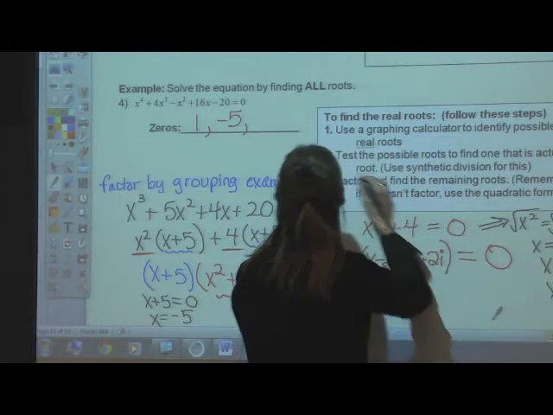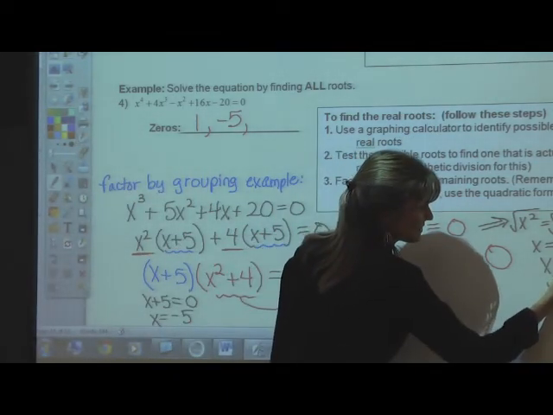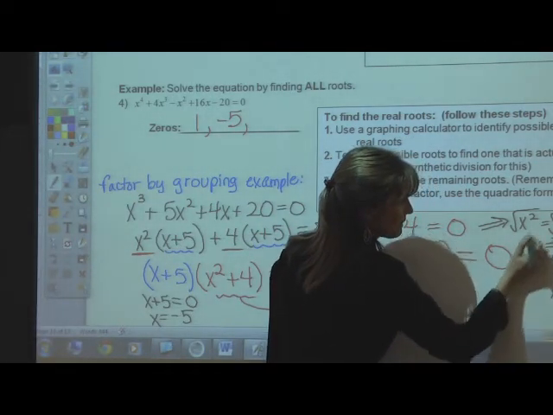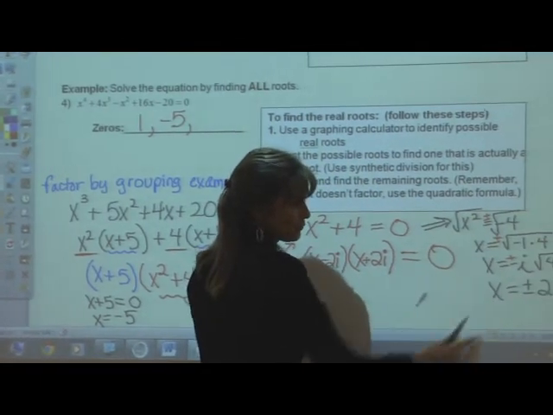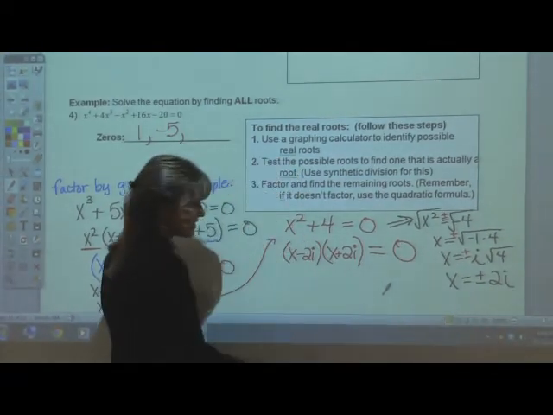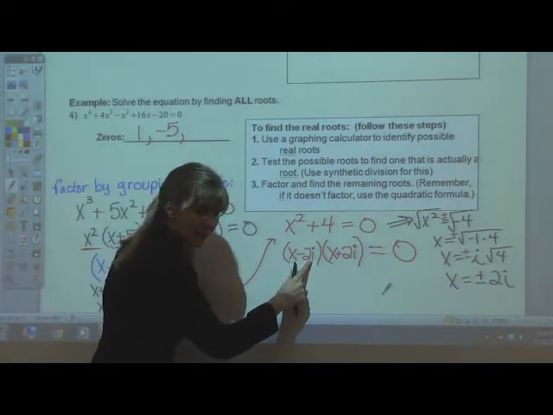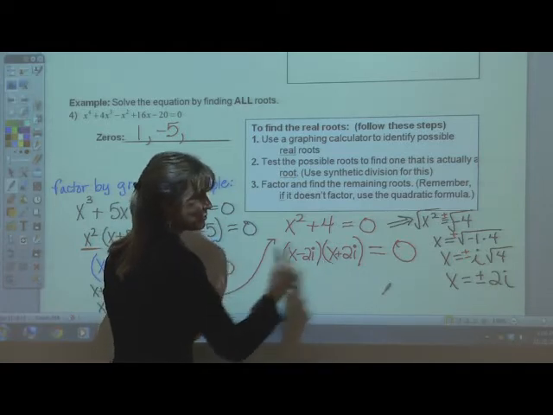Now technically, I probably should focus this plus or minus up in here because I really don't want you to forget about it. So if we just put that in, we'll carry it all the way through. That is a plus and minus 2i. So x minus positive 2i and x minus a negative 2i.